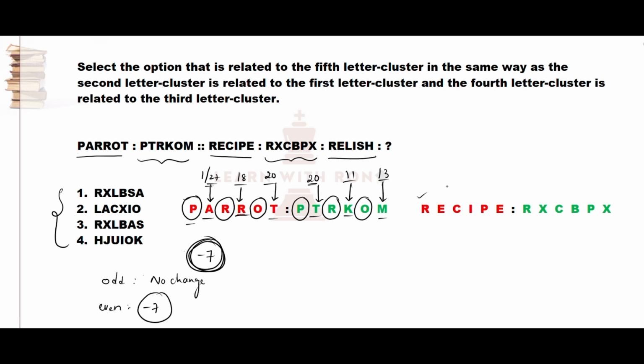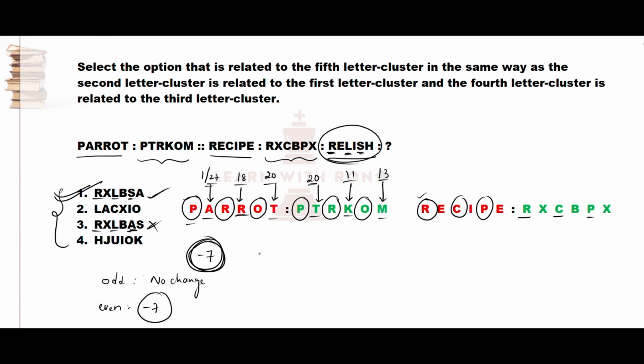7. Or similarly see here odd places R, C, P. Here odd places R, C, P. Now we understood the pattern, right? Now let us find for RELISH here. Here odd places R, L, S should be. So we have two options with the starting R here. So we should have odd places R, L and S. Here we have R, L and S. This might be our option. Here we have R, L and A here. So it is not our option, which is our answer option number 1 here.